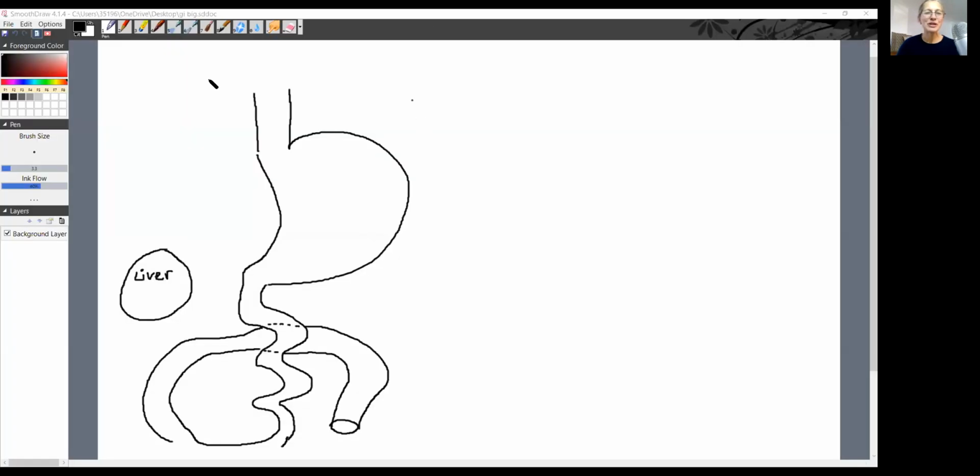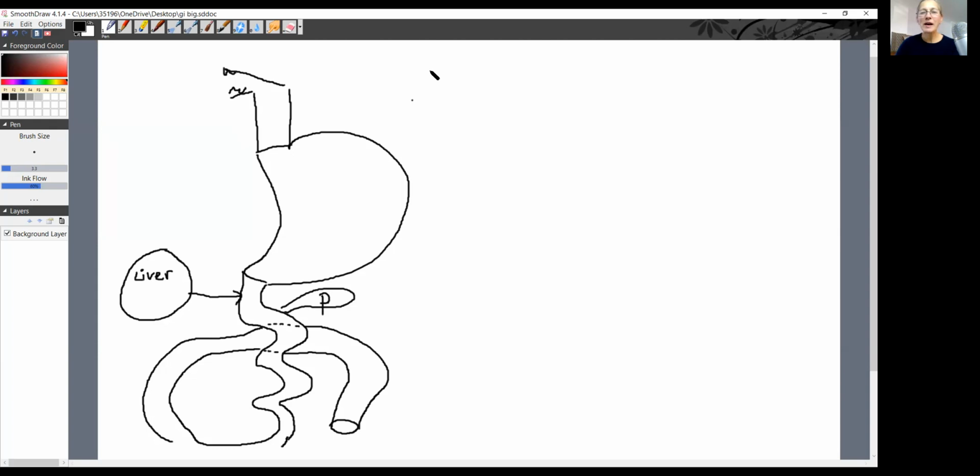As always, I already pre-drew for us a picture of the digestive tract. Here is the mouth with the teeth, esophagus, and low esophageal sphincter. This is the stomach. This is the pylorus. Liver will drain here into the small intestine. P stands for pancreas, which will produce pancreatic juices here in the small intestine.